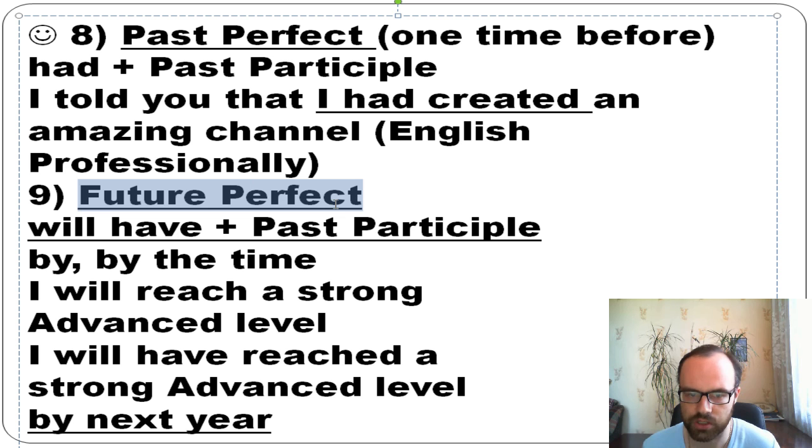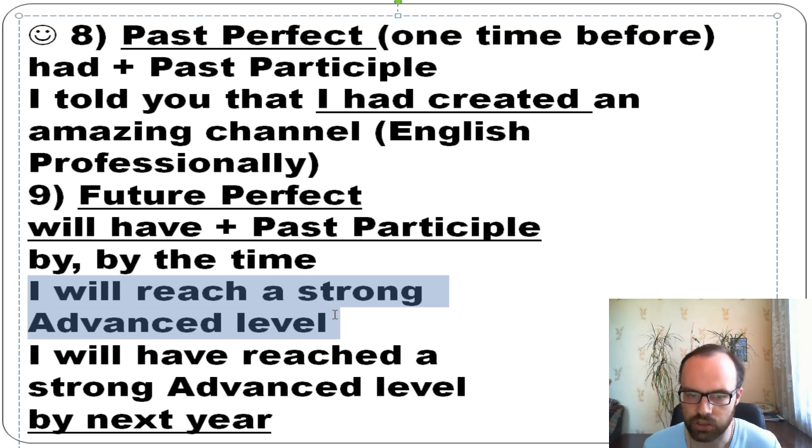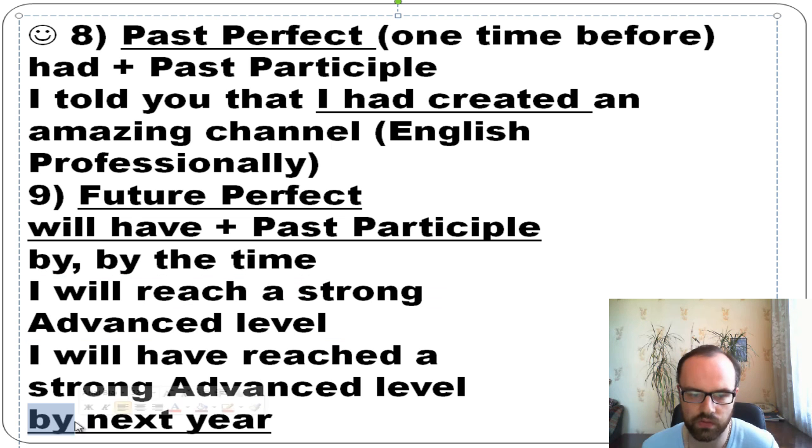Then future perfect. Will have plus past participle, by or by the time. So look, the first sentence is future simple, I will reach a strong advanced level, and the second one is future perfect, I will have reached a strong advanced level by next year. So it's just because of by.